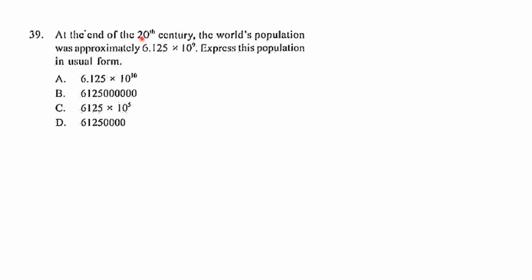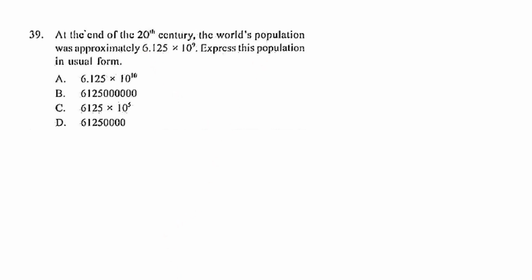Question number 39. At the end of the 20th century, the world's population was approximately 6.125 into 10 to the power 9. Express this population in usual form. So here the population is given in standard form. You have to convert it into usual form. So if you see options A and C, these are not in usual form. So from B and D only your option is going to be there, right?